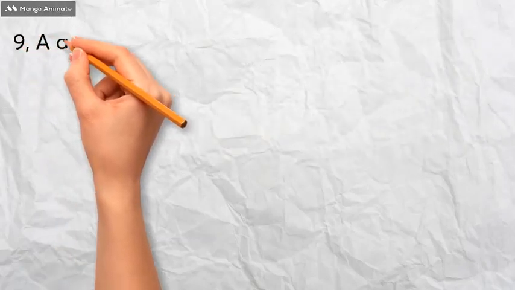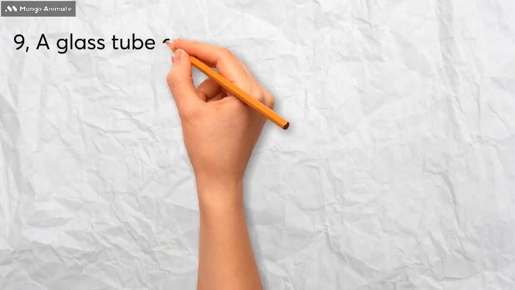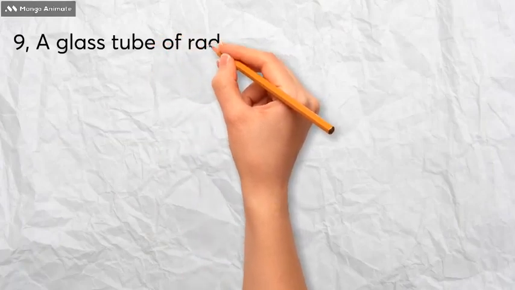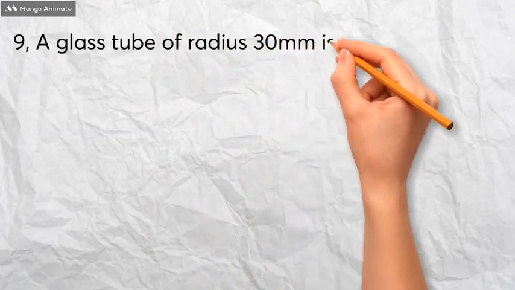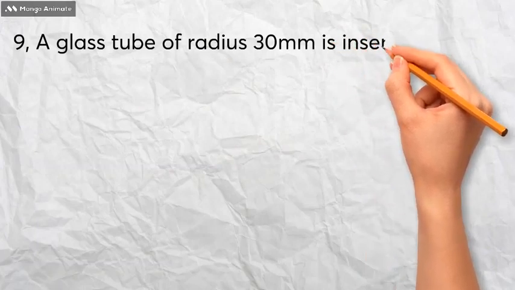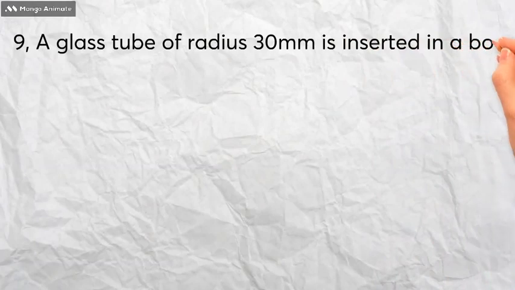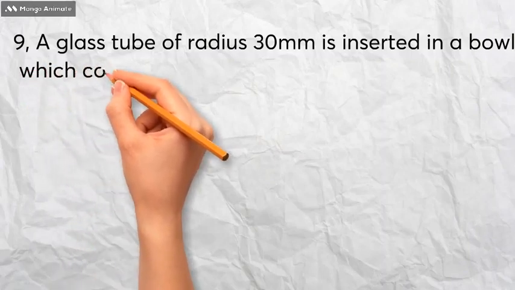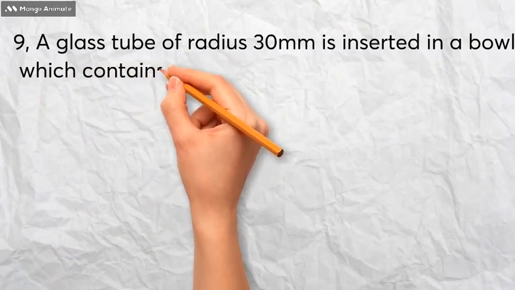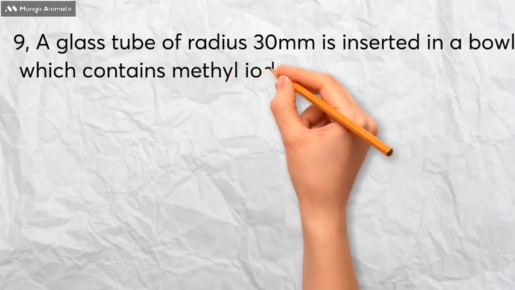Question number 9. A glass tube of radius 30 millimeters is inserted in a bowl which contains methyl iodide of density 2.28 kg/cubic meter. If the contact angle of the methyl iodide in the tube is 30 degrees and the surface tension is 0.26 N/m, how much height does the methyl iodide rises through the tube? A. 0.52 m, B. 0.66 m, C. 6.6 m, D. 0.066 m. Find the height the liquid rises in the capillary tube.